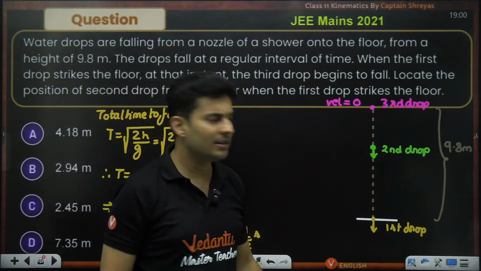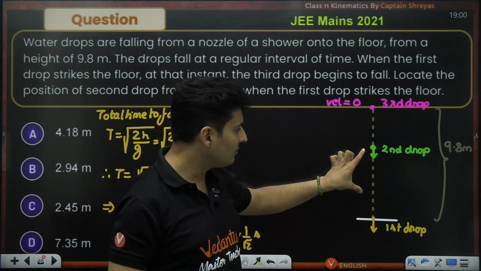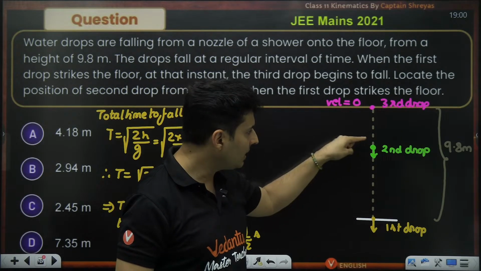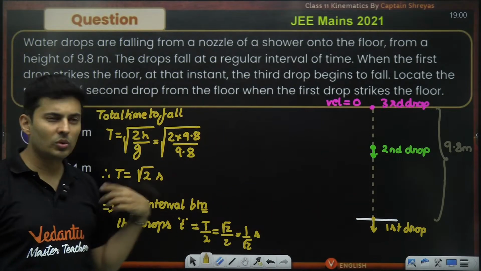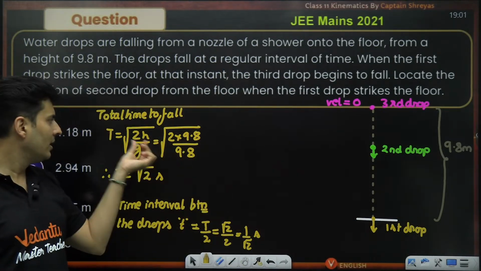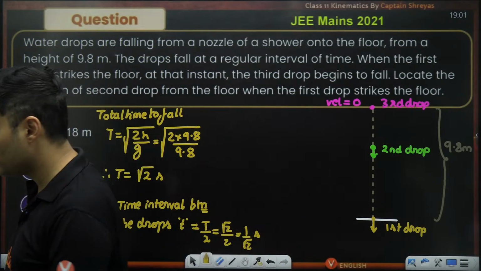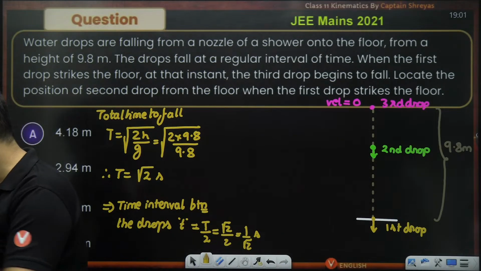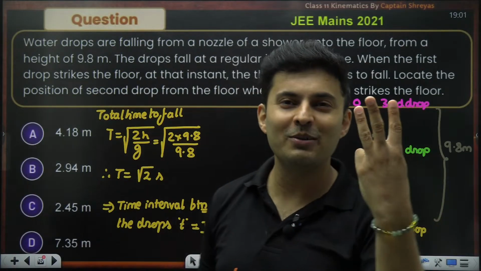Or just look at it like this. Here to here is one time interval, small t. Here to here is one time interval, small t. So t plus t will be total time, which is root 2 seconds. Total time of fall starting with 0 speed, using the formula root of 2h by g. Yeah, don't divide by 3. That's the most common mistake. People think there are 3 drops, so divide by 3.